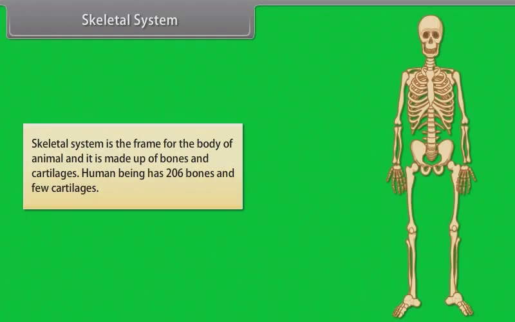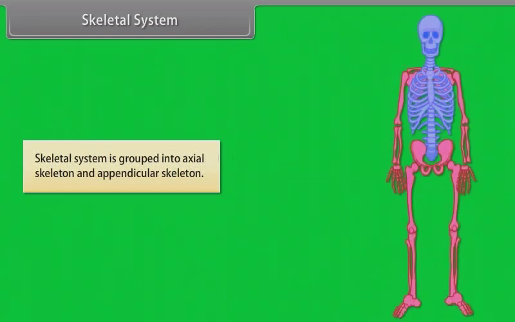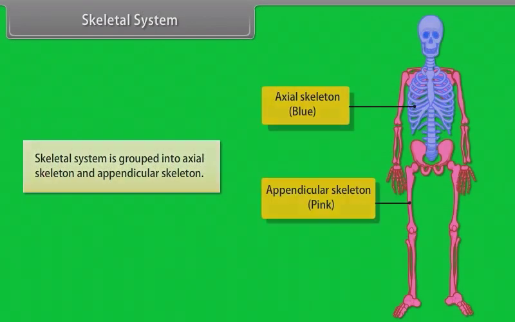Skeletal system. The skeletal system is the frame for the body of an animal, and it is made up of bones and cartilages. Human beings have 206 bones and a few cartilages. The skeletal system is grouped into the axial skeleton and the appendicular skeleton.